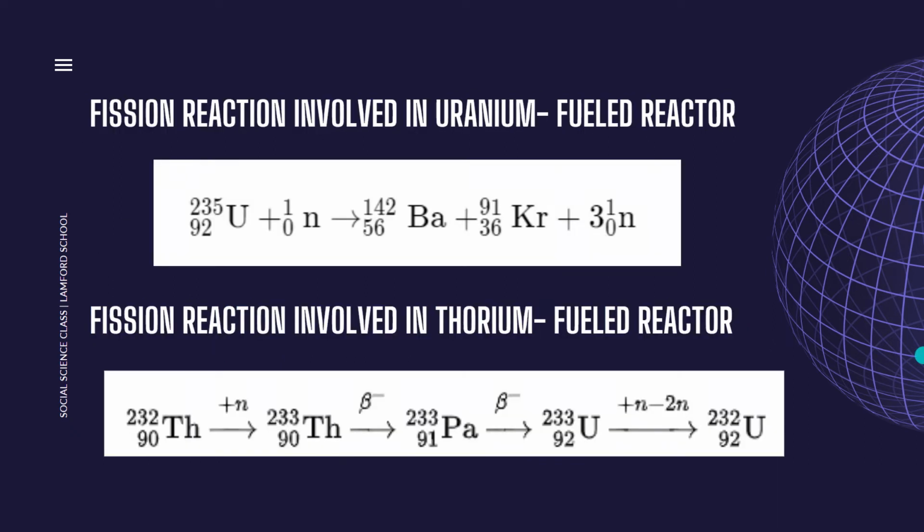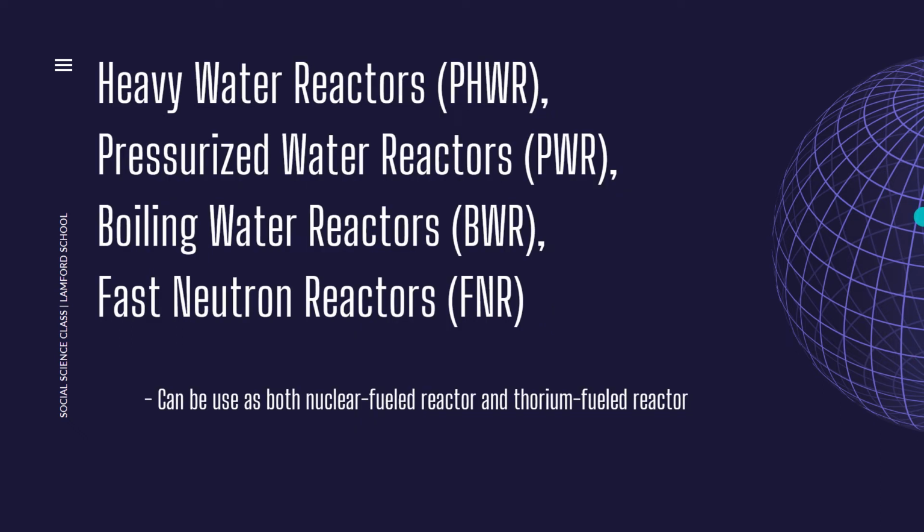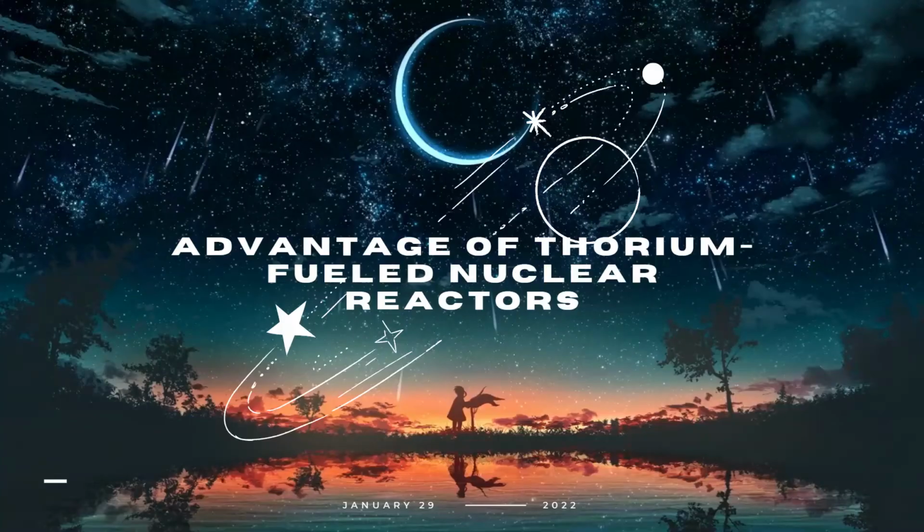The fission reactions involved in a uranium-fueled nuclear reactor and a thorium-fueled reactor are as follows. Besides, heavy water reactors, pressurized water reactors, boiling water reactors, and fast neutron reactors can all be used as uranium-fueled and also thorium-fueled reactors. So in this part, we're going to discuss the advantages of the thorium-fueled nuclear reactor by comparing it with the uranium-fueled nuclear reactor.